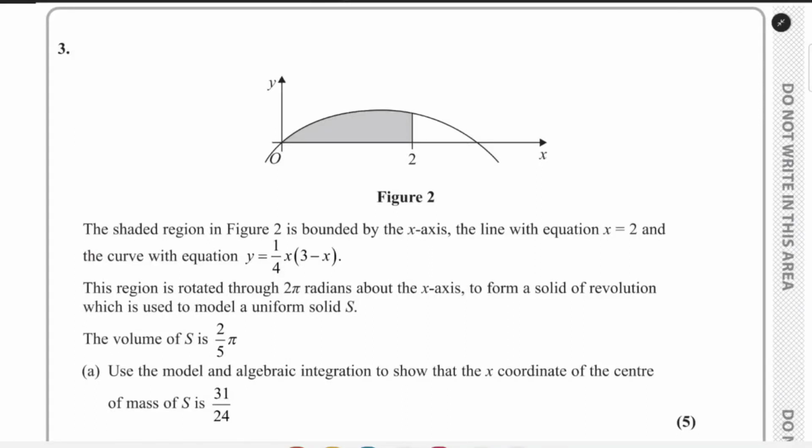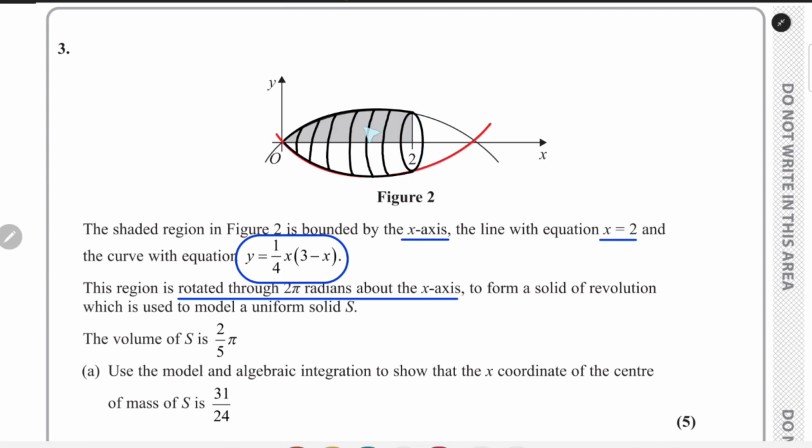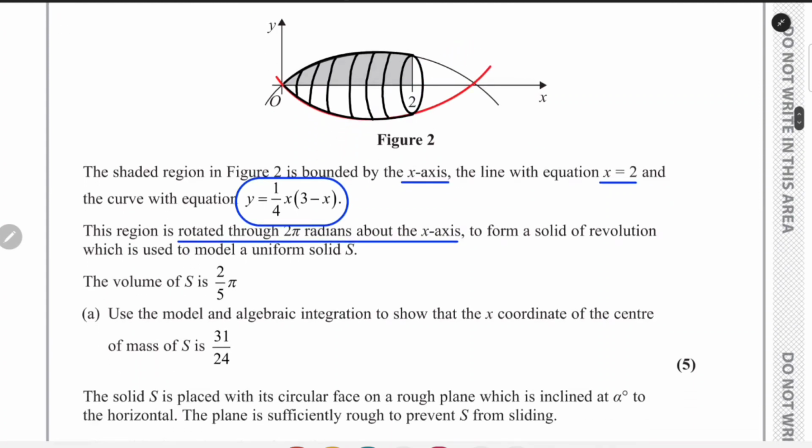In question 3, we are given a shaded region with the curve of equation y = 1/4 x(3 − x). It's rotated through 2π radians about the x-axis, so like this, and we have to form a solid. This will form a solid shape like this. So this black shaded shape will be like a birthday hat.